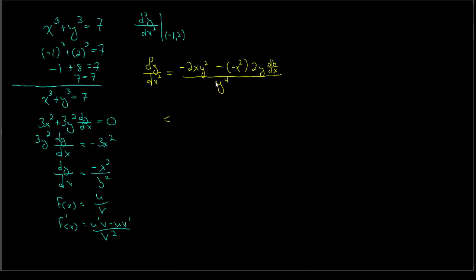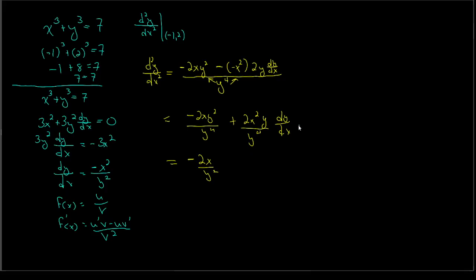So we'll do some cleanup here. I will break this into two fractions. So I'm going to get -2xy squared over y to the 4th. A minus times a minus is positive, so I'll get plus 2x squared y dy dx over y to the 4th. We'll simplify. So I'll get -2x over y squared plus, dy dx over here is going to be a negative, right? Dy dx is -x squared over y squared.